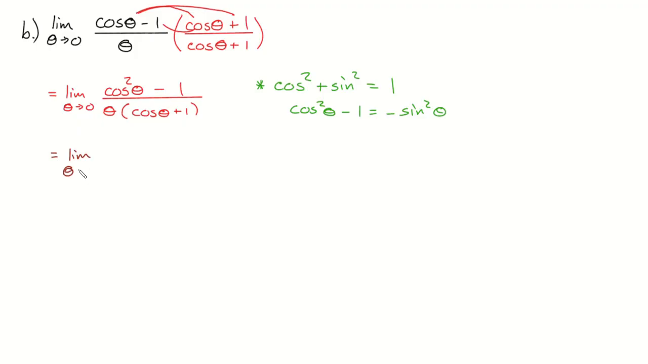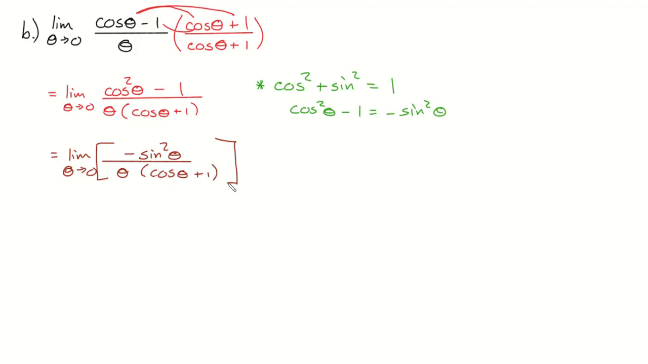So now we have the limit as theta goes to 0. My numerator has changed, much like the shade of red I've chosen. Negative sine squared theta over theta times cos theta plus 1. And I will use brackets just to really make it clear that there's my whole argument of the limit.